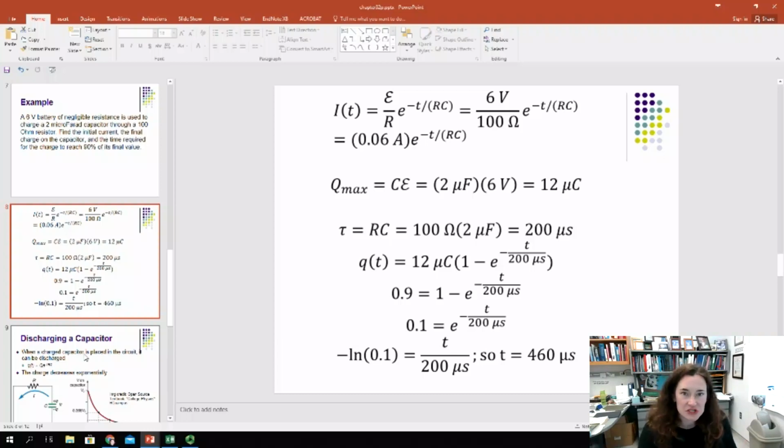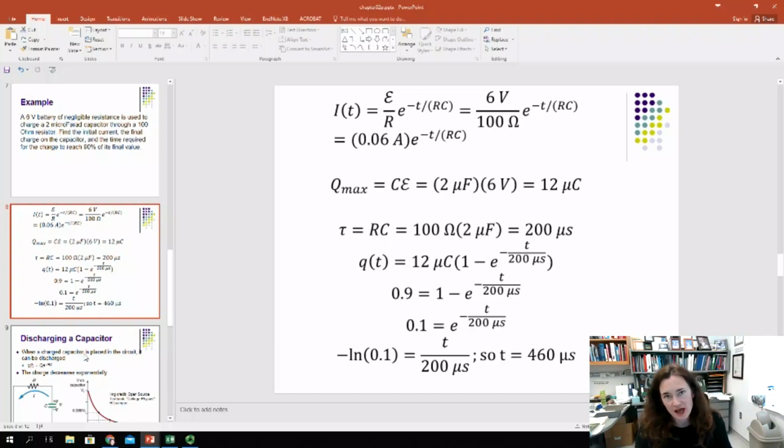So now my equation is 0.9 is equal to 1 minus e to the minus t over 200 microseconds. Rearranging that equation a little bit, I'm going to take my exponent over to one side and then put everything else in the other. I get 0.1 is equal to e to the minus t over 200 microseconds. To get rid of that exponential, I'll take the natural log of both sides. When I do that, I end up with ln of 0.1 is equal to negative t over 200 microseconds.